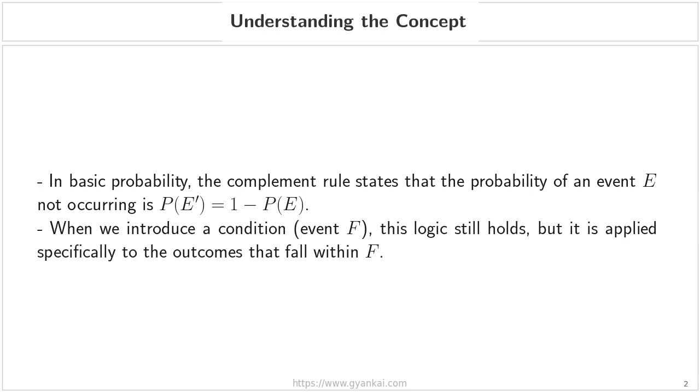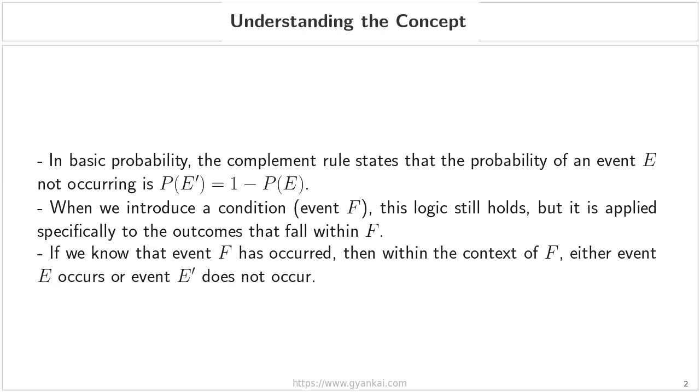Now, when we introduce a condition, like event F, the core logic of that rule doesn't change, but the scope does. We are now applying that logic specifically to the outcomes that fall within the new, reduced sample space of F. Think about it this way. If we are certain that event F has already occurred, then we are only looking at the world inside F. Within this specific context, there are only two possibilities for event E. Either E happens, or its complement, E prime, happens. There is no third option.